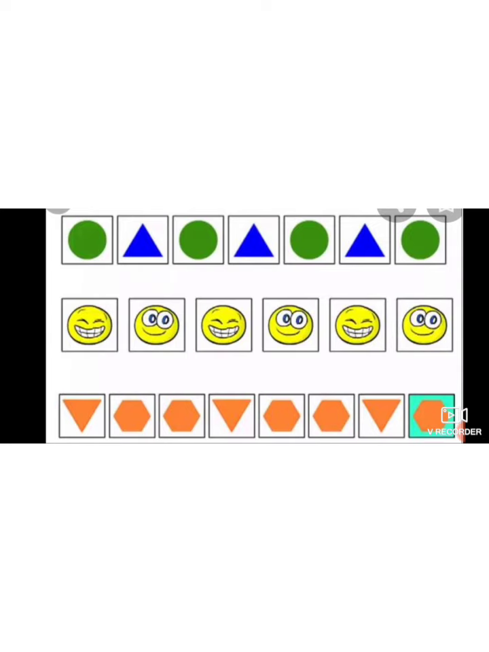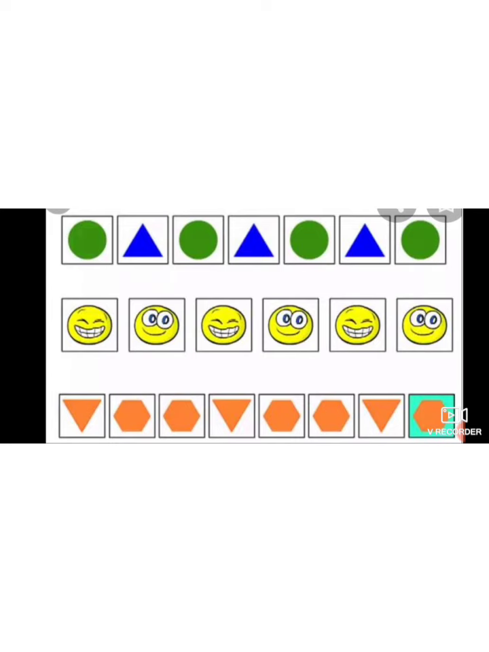Look at this sequence, children. There are two shapes. One is a circle, another is a triangle. One circle, one triangle. One circle, one triangle. But there are also colors: green circle and blue triangle. So you have to look at all these things. So you can see each alternating the other. Green, blue, green, blue, green, blue, green. Next will be a blue triangle.